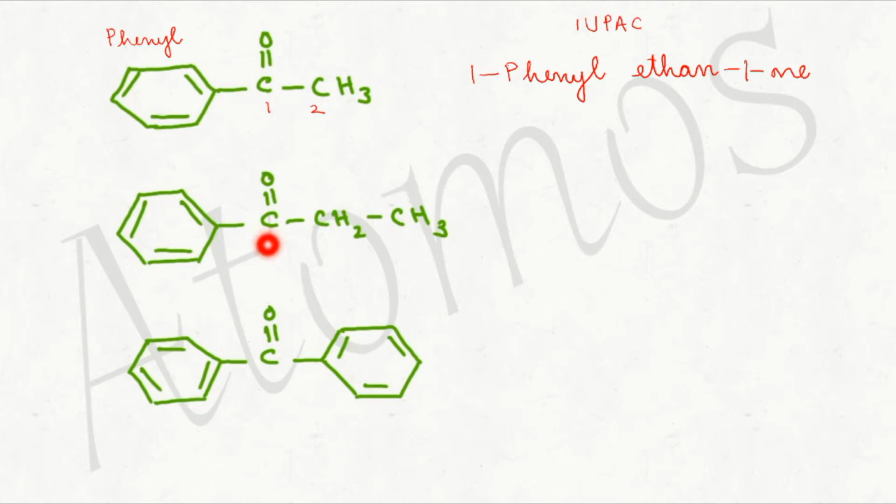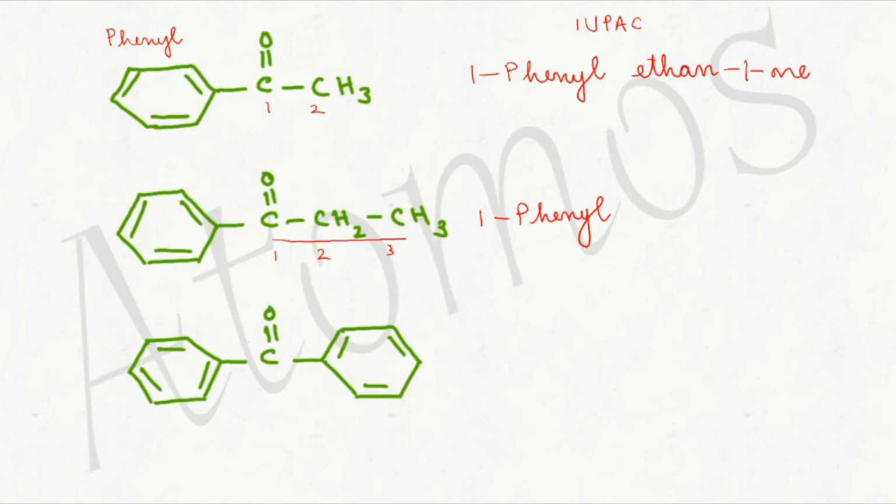From the functional group ketone, we are finding out the longest carbon chain. This is the longest carbon chain. Give the numbers 1, 2, 3. And a phenyl group is attached to the first carbon atom. Write it: 1-phenyl. That substituent should be told first as the prefix.